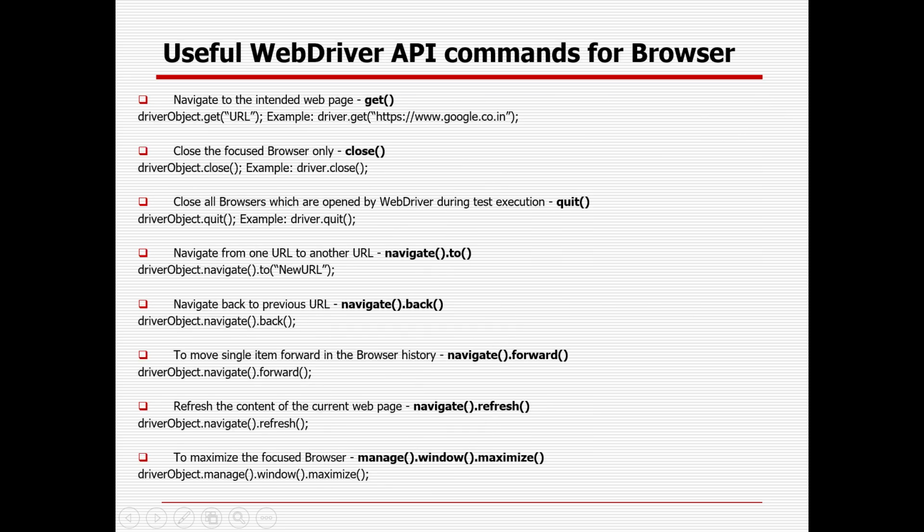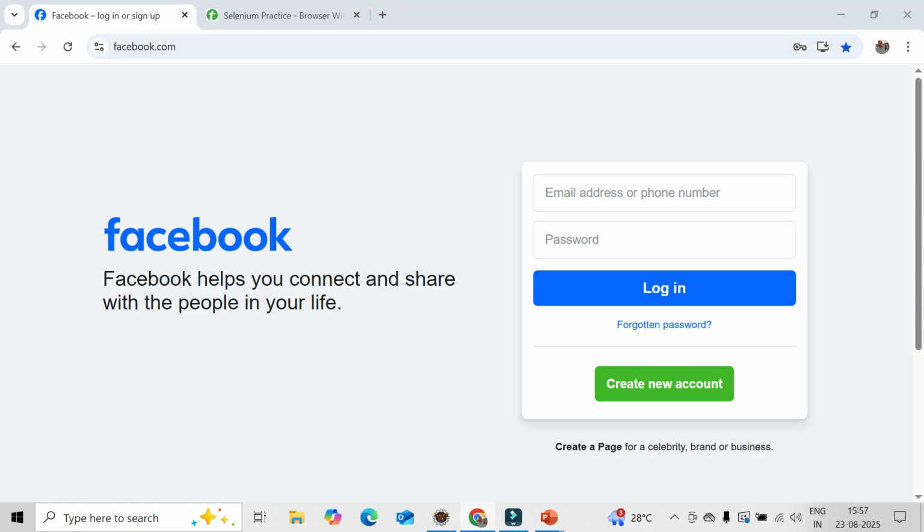Now we'll see the other one, right? So suppose we already navigated to a page. After that, if you want to navigate to another page, we need to call the navigate.to method, where we can navigate from one URL to another URL. Right, so let's do it.